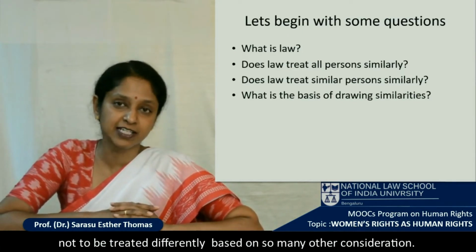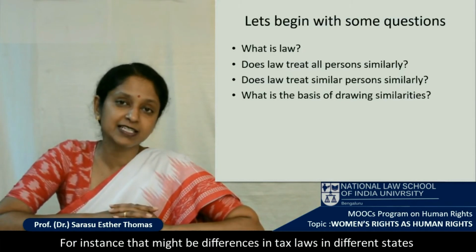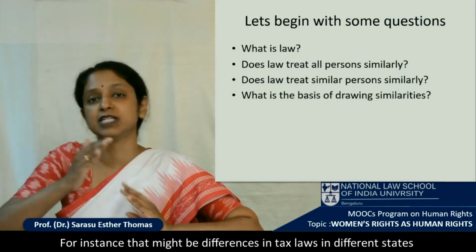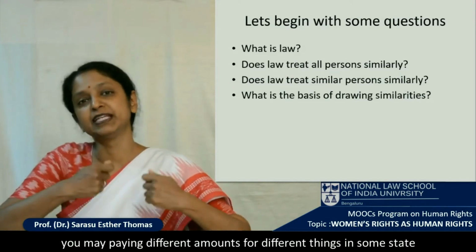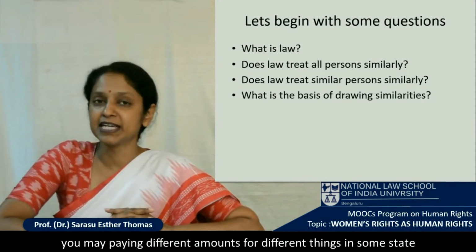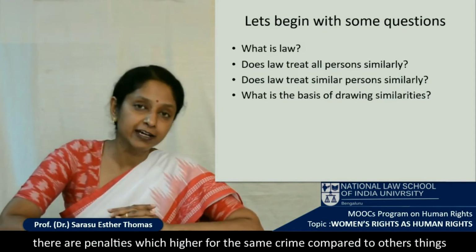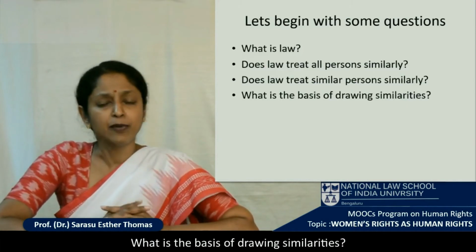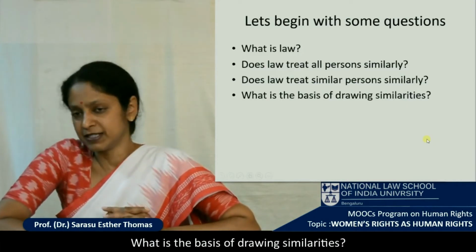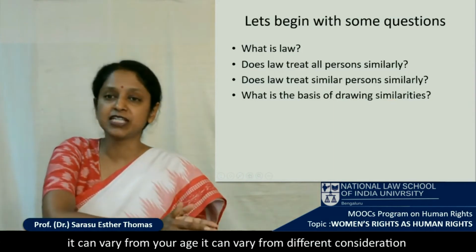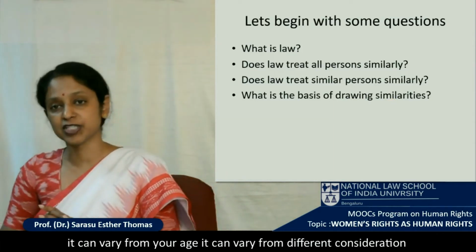Well, it might be true in some cases, but we see that similar people might be treated differently based on so many other considerations. For instance, there might be differences in tax laws in different states. You may be paying different amounts for different things. In some states, there might be penalties which are higher for the same crime compared to other states. And what is the basis for drawing these similarities? They vary. It can vary from your region, it can vary based on your age, it can vary based on so many different considerations.